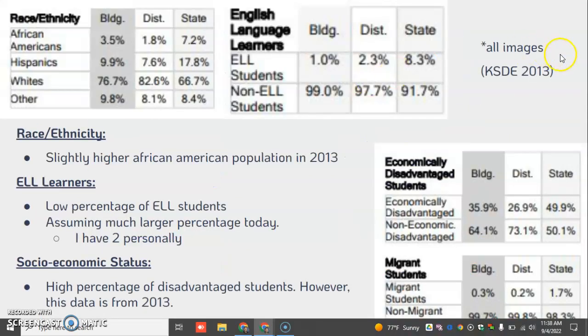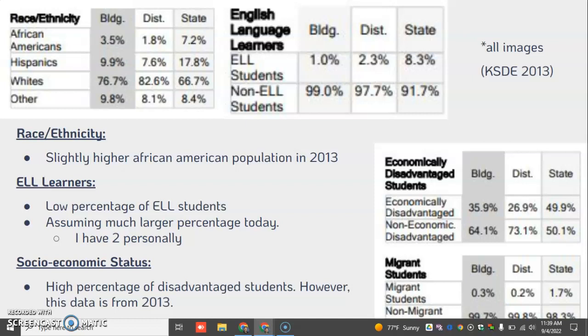Student background information, I was not able to find current information. I was really struggling with using the new format of the KSDE website. I went through all of the tabs on the report card and was just not able to find this information, but I was able to find an older version of it from 2013, so I apologize, it's a little bit older information.